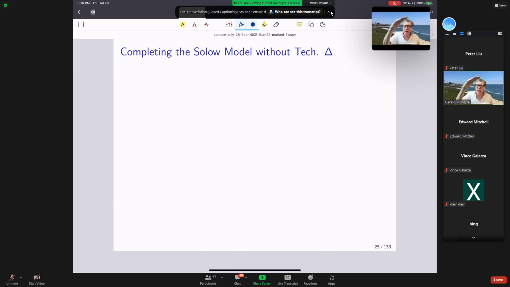That's why I asked you to do this. It all comes from that shape, interpreting what that shape means for different groups of countries. Okay, but now to complete the model, we want to look at national savings.